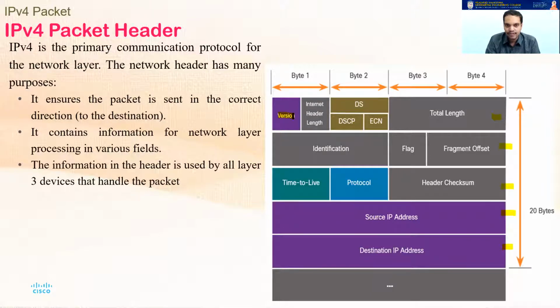The first field is the version field, which will tell you whether this packet is IPv4 or IPv6. Straightforward. The next one gives you something called the internet header length. So it will give you the length of this particular header. What is the length of this header here? You might ask me, sir, why? We will explain it in the next parts.